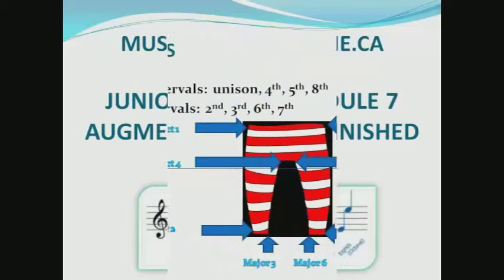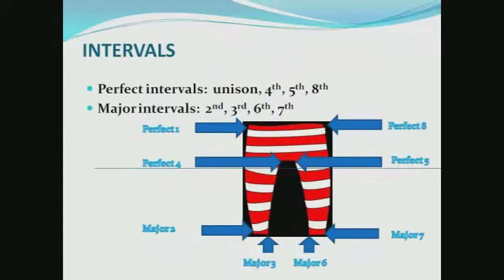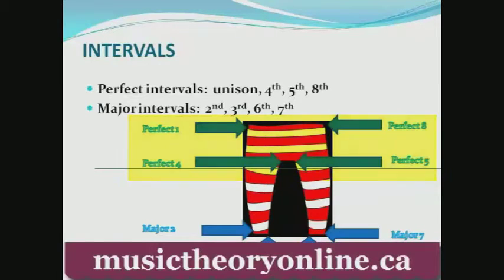Just to review, here's Mr. Smarty Pants. Remember, we can only have perfect intervals on the unison, fourth, fifth, and octave. Major intervals are found on the second, third, sixth, and seventh. Remember, only major intervals can be changed to minor intervals by lowering the top note by a chromatic semitone.